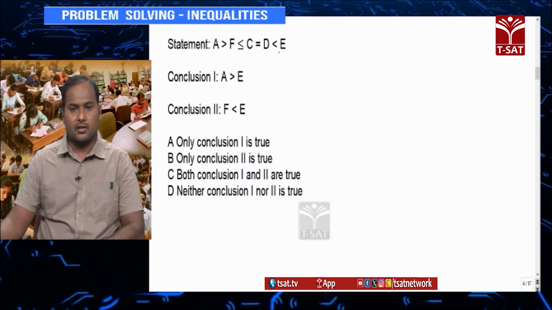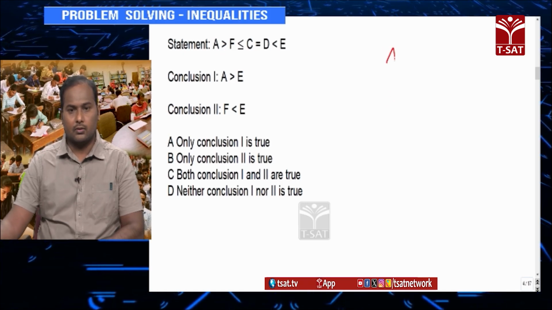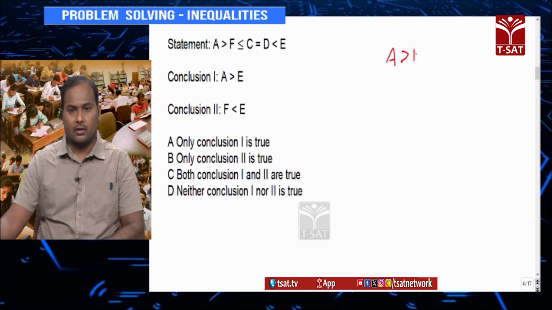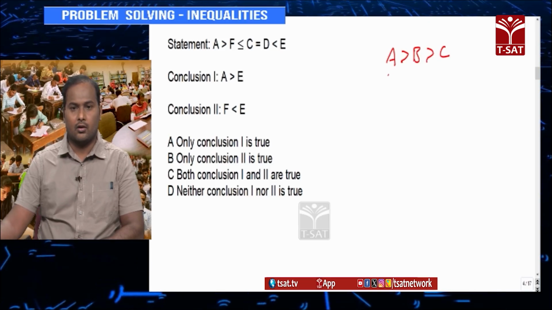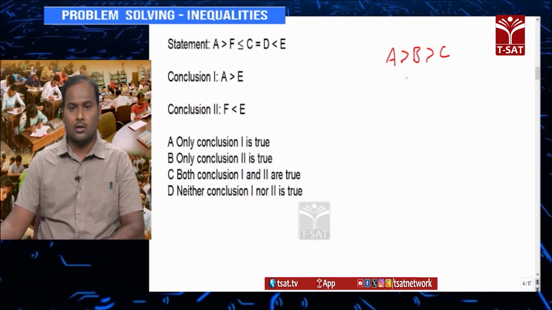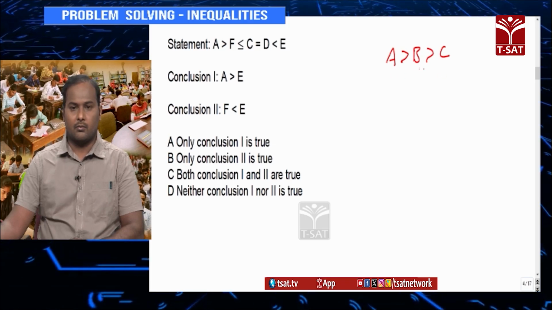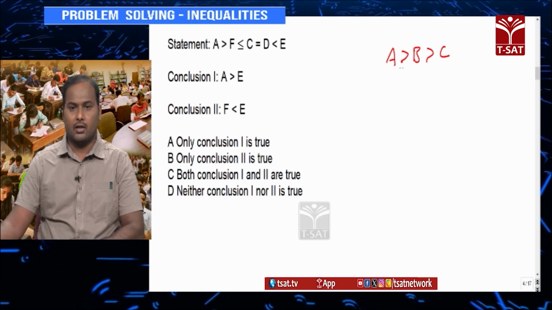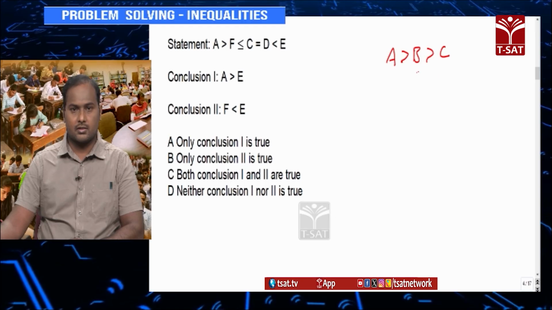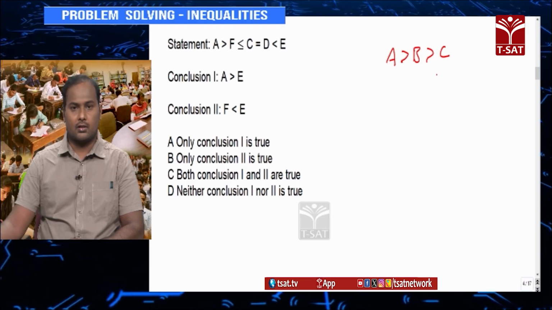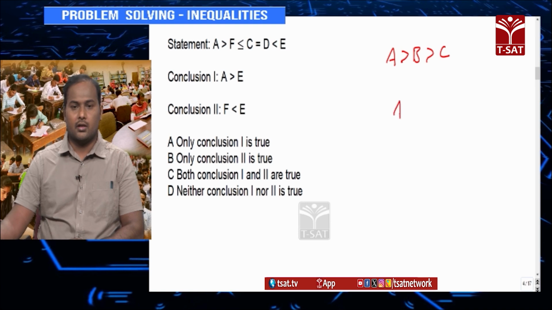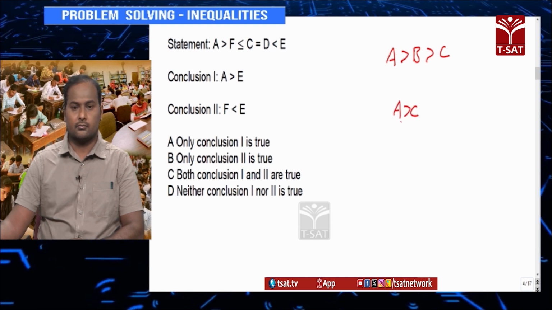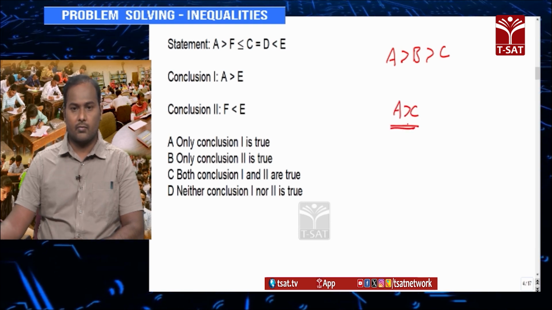See, in this always remember, for example, A is greater than B, greater than C. Obviously, what conclusion can I make directly? The only conclusion I can make from this given statement, A greater than B, B greater than C, is that the conclusion that follows is A is greater than C. So that is the conclusion that follows.